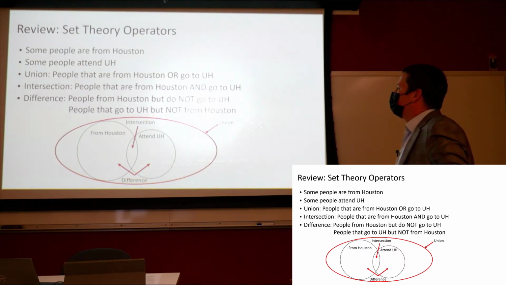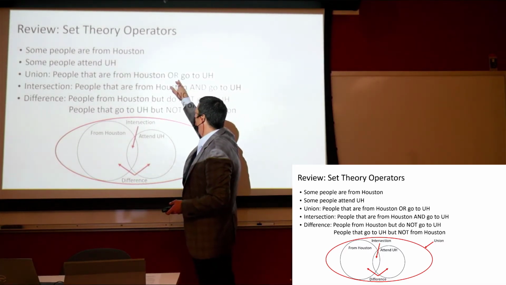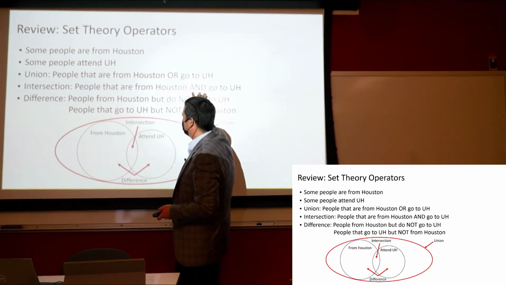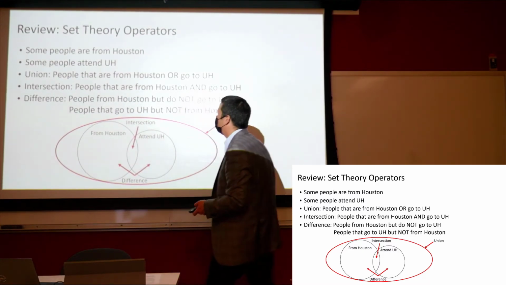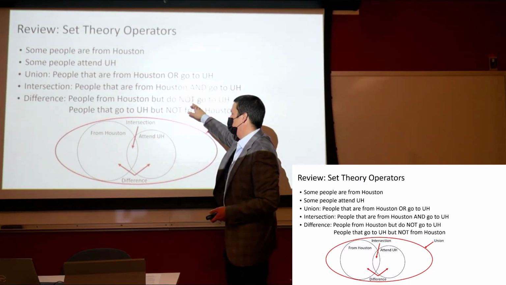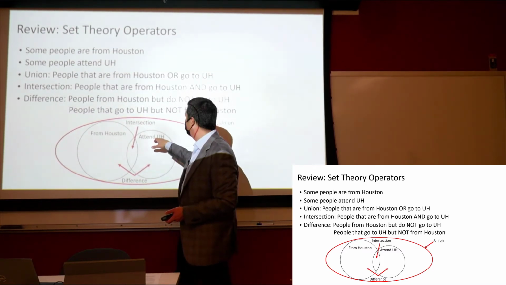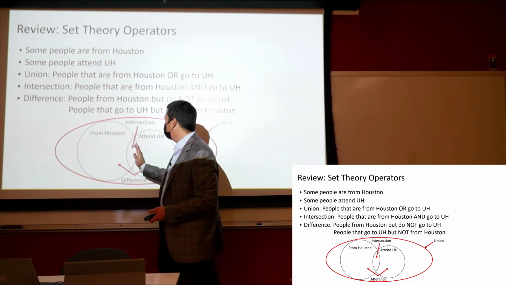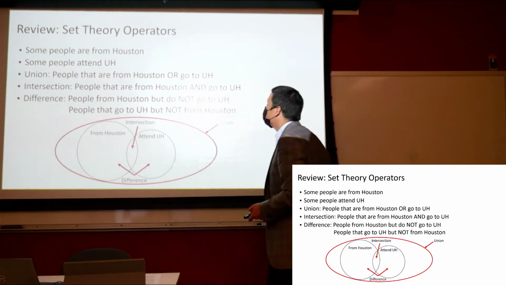So set theory, we already kind of talked about this a little bit. Our union, intersection, difference: union being kind of equivalent to or, right? You're in one set or the other. Intersection being kind of similar to and: you're in set A and set B, so it's this overlap here in the Venn diagram. And difference being similar to the not operation, right? So the difference of Houston minus UH is you're from Houston, but you don't attend the University of Houston. Or UH minus Houston being you attend the University of Houston, but you're not from Houston, right? So it's cutting out the overlap here.